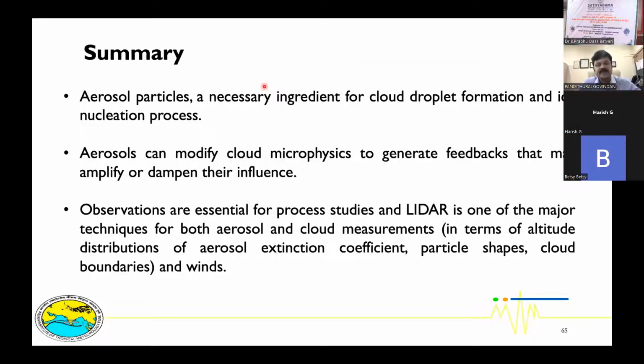So to summarize, as we all understood, aerosol particles are a necessary ingredient for cloud droplet formation and ice nucleation processes. And aerosols can modify cloud microphysics to generate feedbacks that may amplify or dampen their influence. Observations are essential for process studies, and LIDAR is one of the major techniques for both aerosol and cloud measurements in terms of altitude distribution of aerosol extinction coefficient, particle shapes, and cloud boundaries and winds.